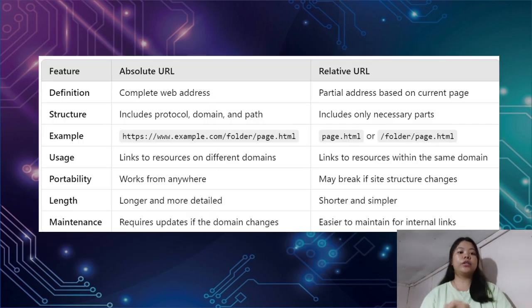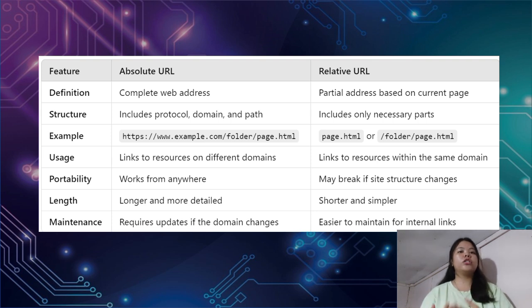So this is the table that shows the difference between the relative URL and the absolute URL. An absolute URL has a complete web address, while the relative URL only has a partial address which links to a resource based on the current page's location. And when it comes to their structure, the absolute URL includes all the parts, which are the protocol, the path, and the domain. The relative URL only includes the necessary parts.